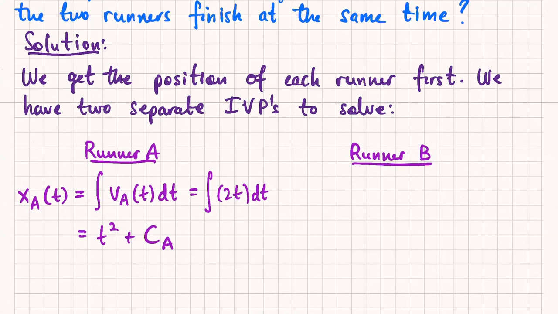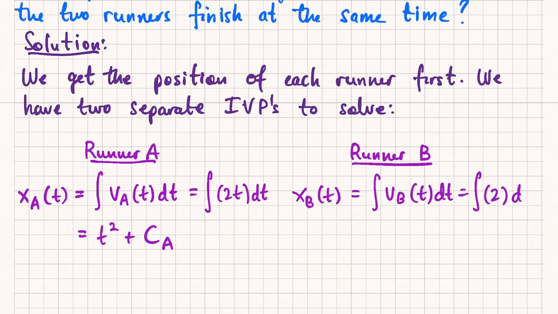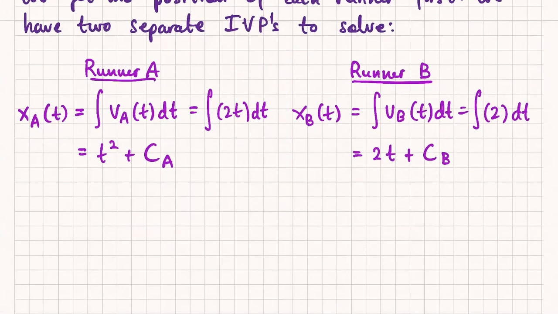Now for runner B, the position of runner B, same thing. It's the antiderivative of runner B's velocity, which in this case is just 2t plus CB. All right, so let's put a vertical line down the middle so we don't get confused here. Now, how do you find the constants of integration? So for instance, CA.